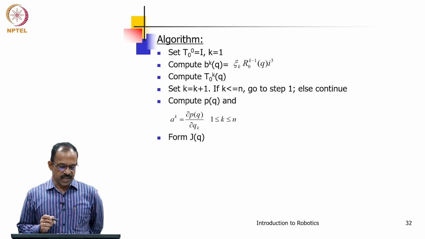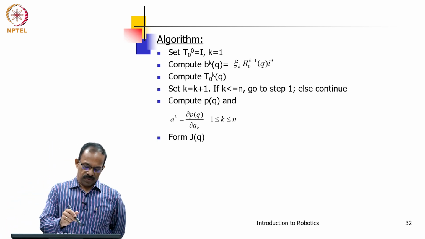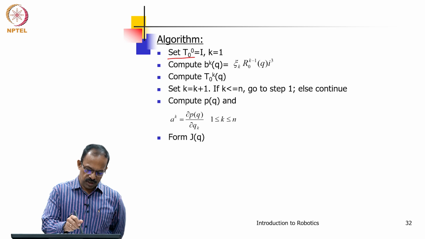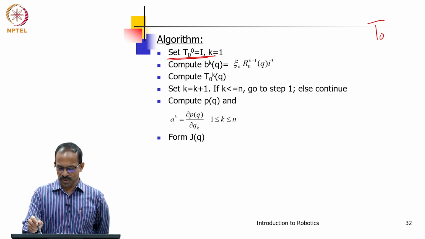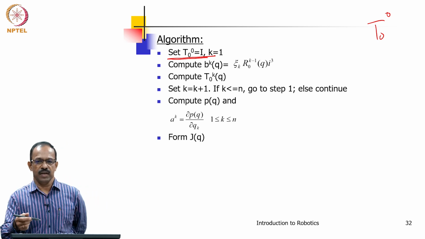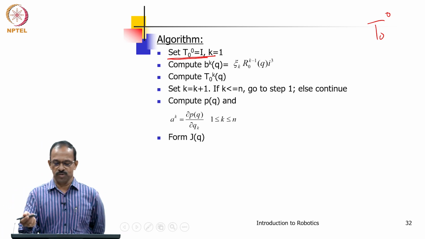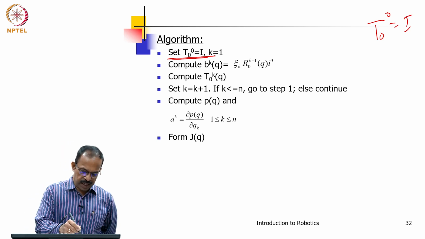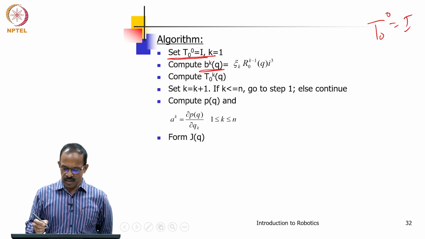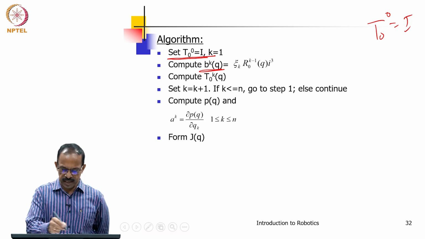Okay, so the algorithm is like this. Set T0 0 equal to I, that is the transformation matrix T 0 0, that is there is no 0 axis to 0 axis, 0 frame to 0 frame, the identity matrix. Then compute Bkq, where now k is equal to 1.